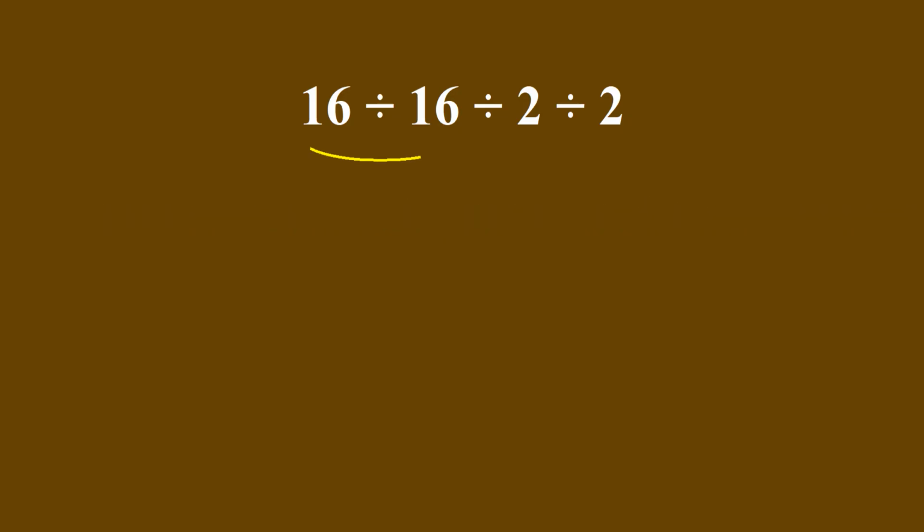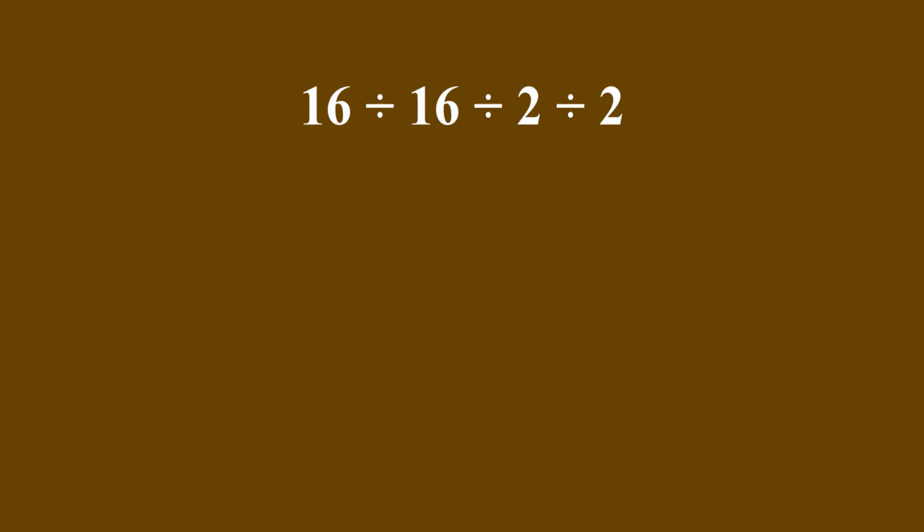16 divided by 16, which equals 1, and 2 divided by 2 equals 1. Now we have this problem, 1 divided by 1, which equals 1. But this answer is not correct because according to the order of operations, we must do this division, then this division, and at last this division.